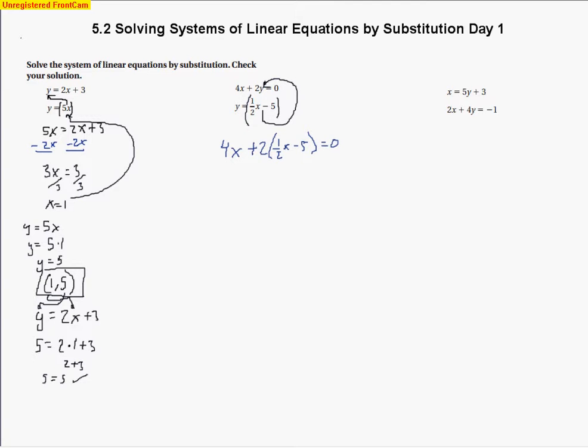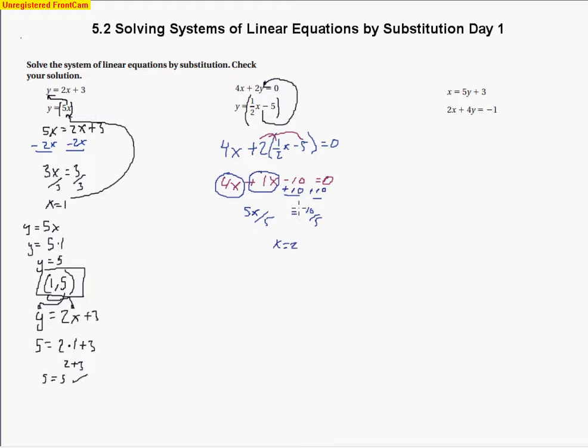So I can go ahead and do some opposite operations here. So actually, before I do that, let's go ahead and distribute. So I got 4x plus 1x, I got that because half of 2 is 1, minus 10. And so now I'm going to do some opposite operations and collecting of like terms. So I'm going to collect these two terms right here, and that makes 5x, and I'm also going to add the 10 to the other side. So that leaves me with 5x equals 10. So I divide by 5, and we'll have the answer, x is 2.